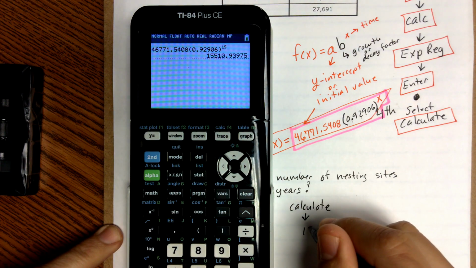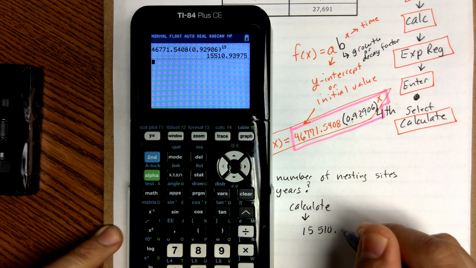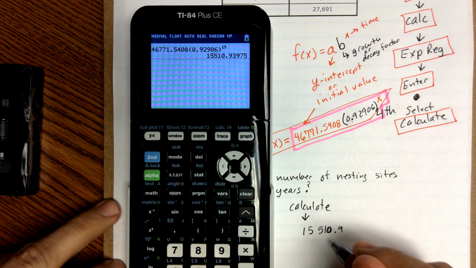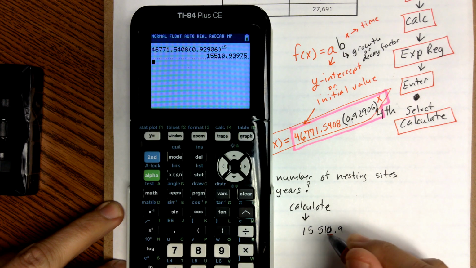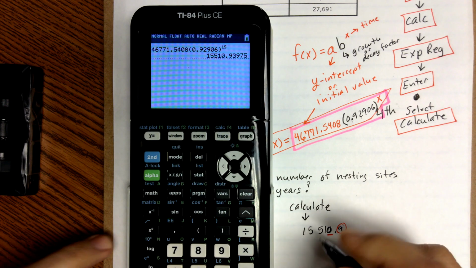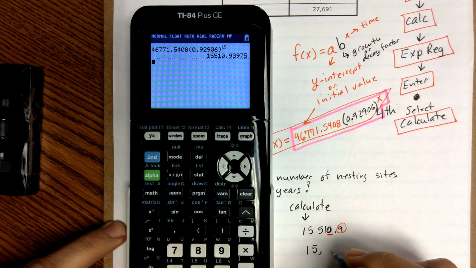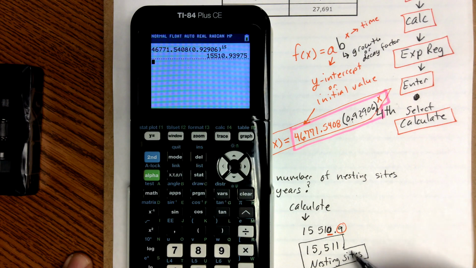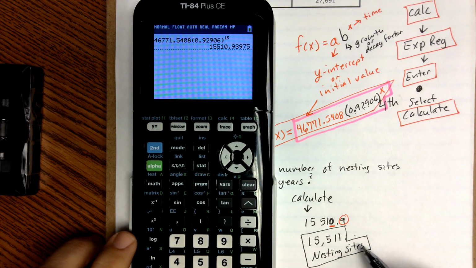Now, I'm going to write this number out, 15,510.9. I'm going to round this to the nearest whole number because you can't have partial nesting sites. So I'm going to underline my ones place, circle my tens place, and that 9 tells me that I got to raise that 0 to a 1. So we're actually going to have 15,511 nesting sites. So if it asks me to make a prediction of how many nesting sites for a future amount of time, I could use this equation, just like you've seen in the calculator, to make that prediction.